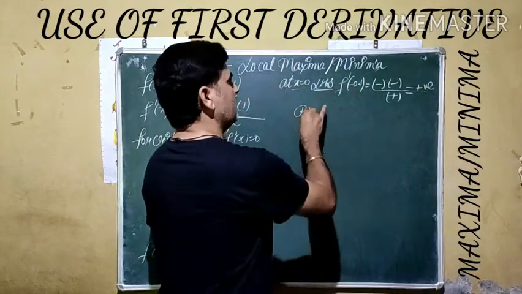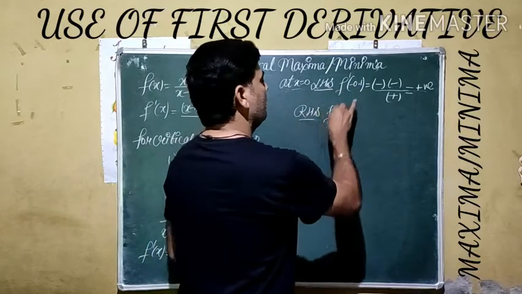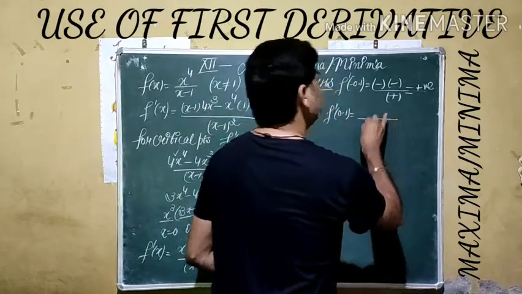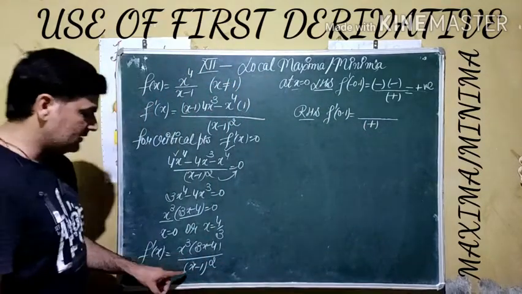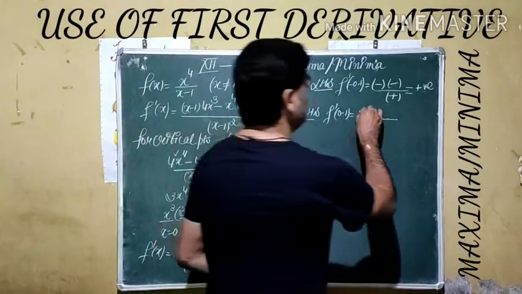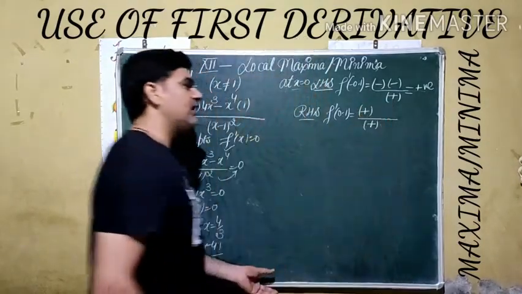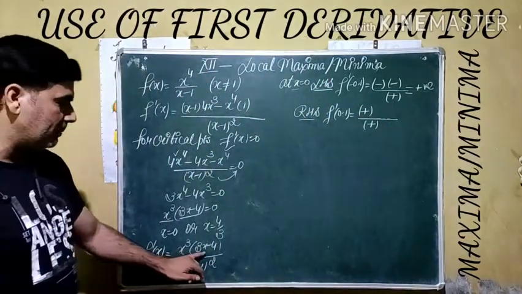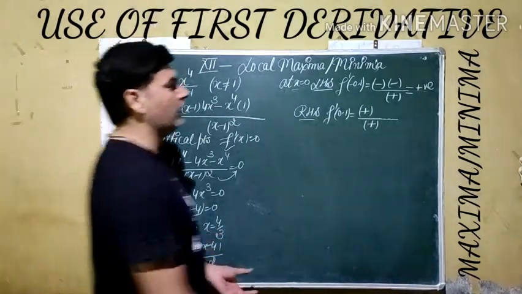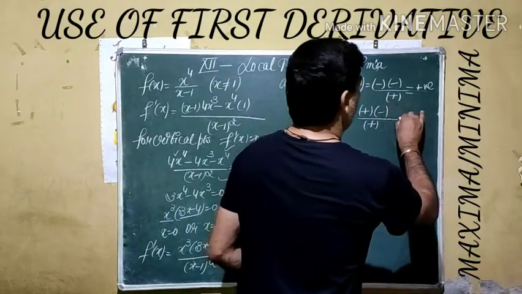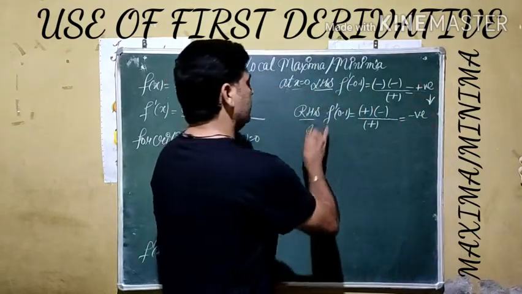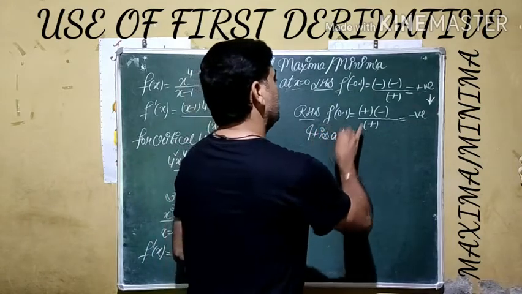Now we are moving towards the right hand side value, which is given by 0.1, a positive value. As we have discussed, the denominator is a perfect square, so it is always positive, and cube of a positive value is always positive. Now we have to check the second bracket. If we replace 0.1 here, it gives us 0.3 positive minus 4. Overall it becomes negative. So the overall sign becomes negative. Change of sign from positive to negative, so it is a point of maxima.